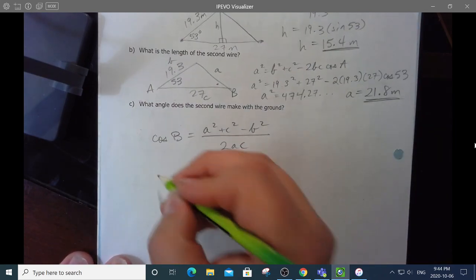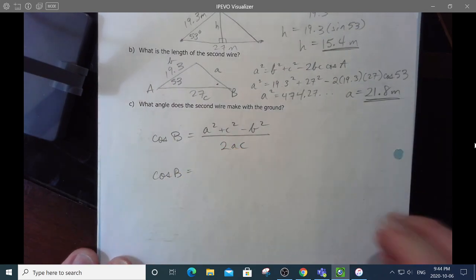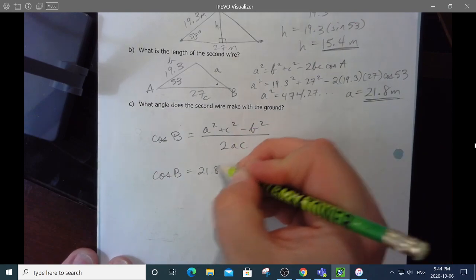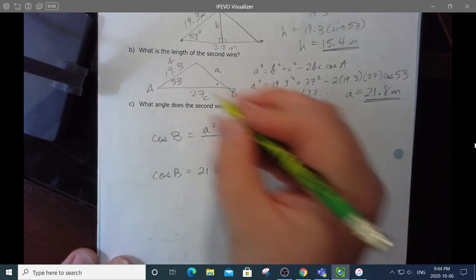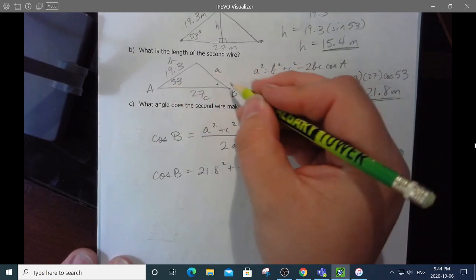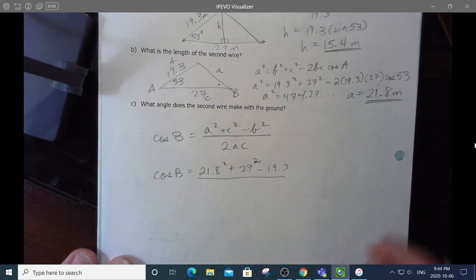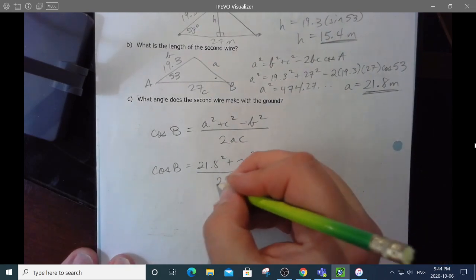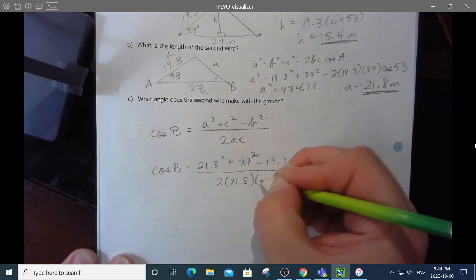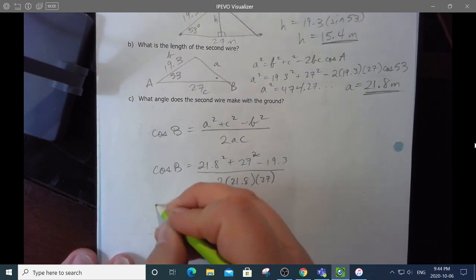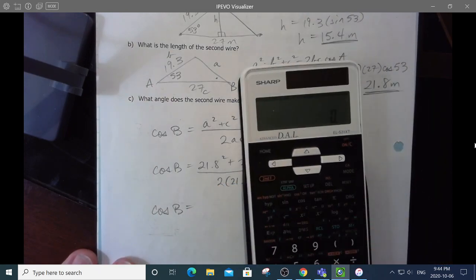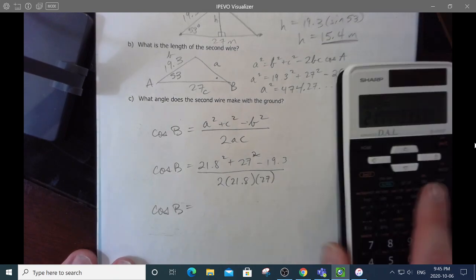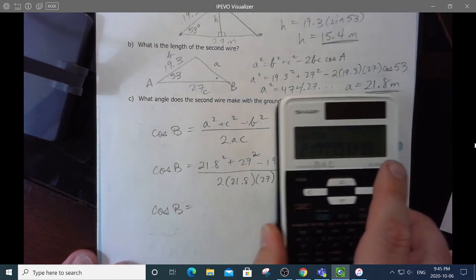So the cosine of angle B would equal, and I just found A, so it's that 21.8 squared plus C squared, which is 27 squared, minus the one across from what I'm looking for, which is 19.3 squared, just tidying up my squared there. All over 2 times 21.8 times 27. So I don't like to repunch buttons. And the last thing, let me just check. My answer is still 27. Yes, it is still that number, which I don't have to repunch now.